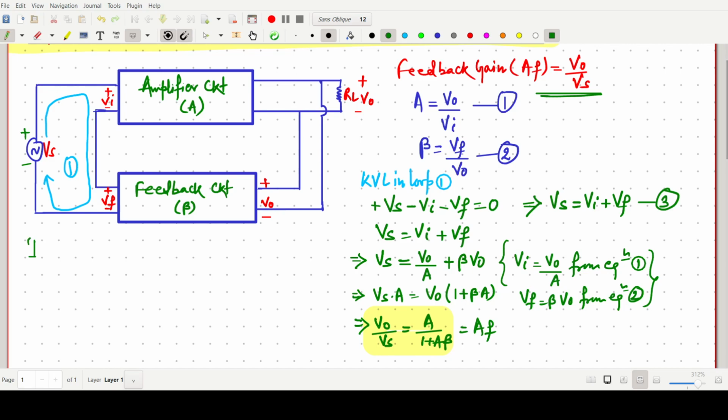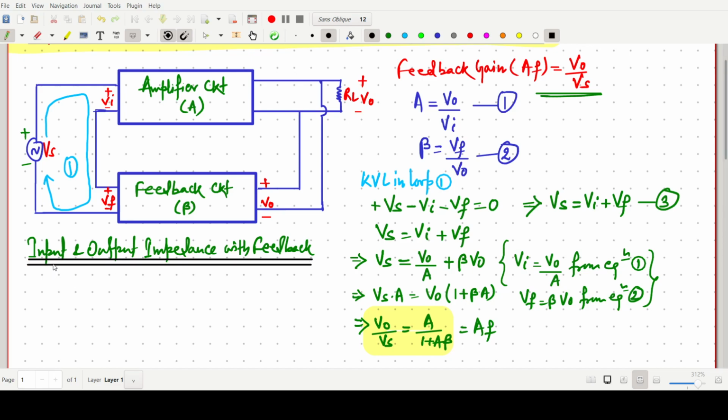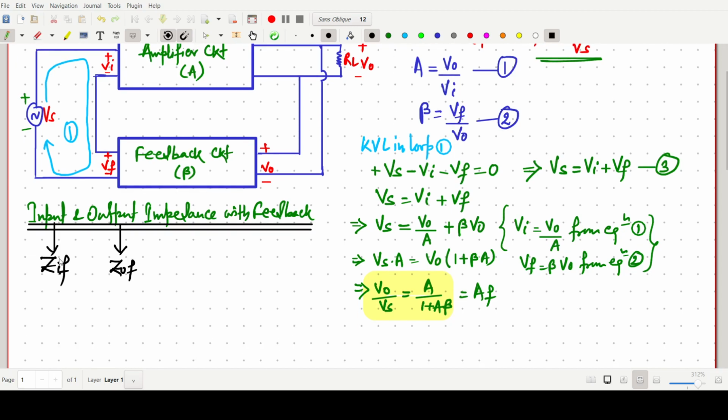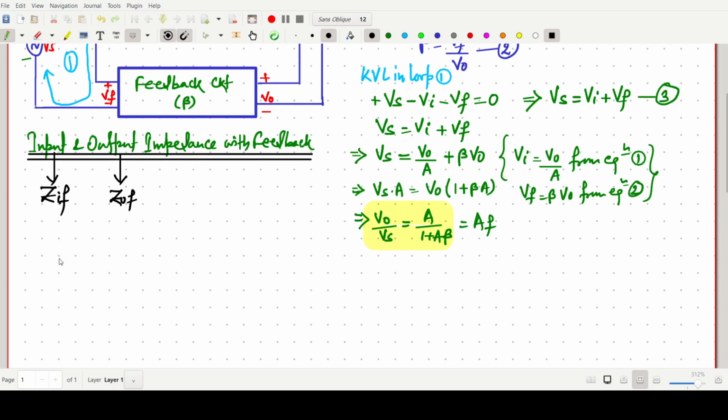Now for the input and output impedance calculation, we have to find the value of input and output impedance with feedback. For the input impedance, I am denoting it by ZIF, and the output impedance by Z naught F. Before the calculation, I am replacing the amplifier circuit with its corresponding equivalent circuit.